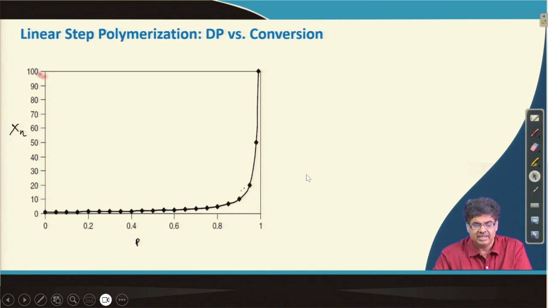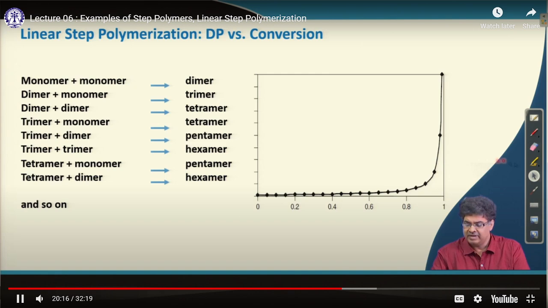So this concept is clear now. Why does the degree of polymerization increase at the end of the reaction? Is it clear? Okay, it is also explained here.